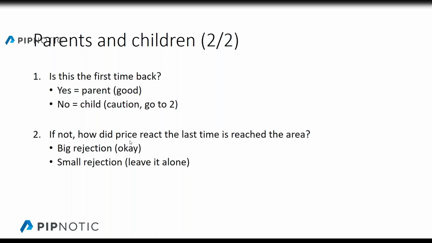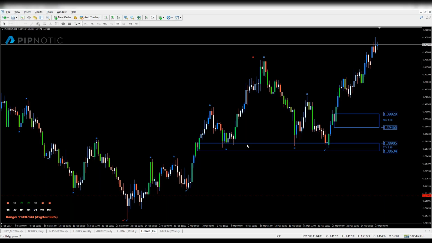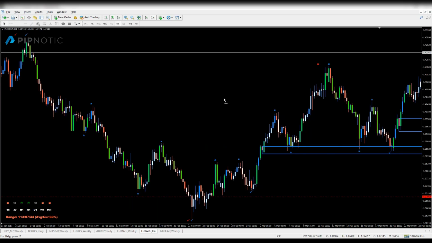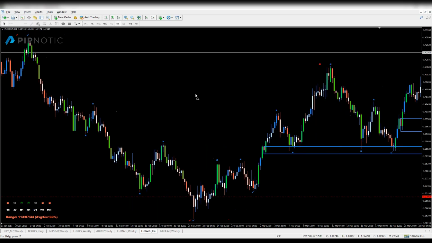How did price react the last time it reacted to the area? Did we get a big reaction? If we had a big reaction, then it's good. If we had a small one, then we have to leave it alone. Now, let's have a look at a big reaction. This is a pretty big reaction. When price came down here, price managed to move above the previous high and a bunch of other highs here. So this is a good reaction.